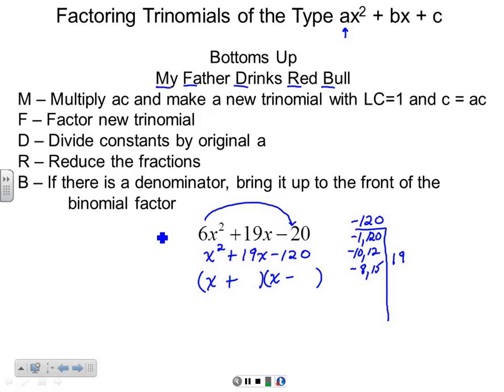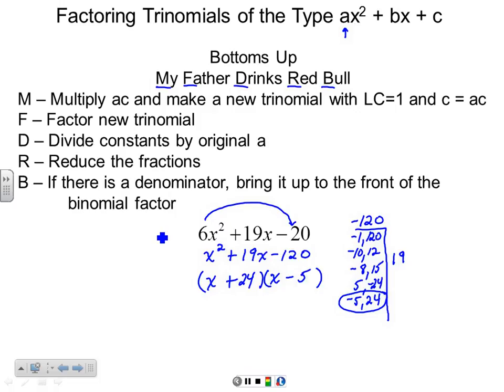So let's try 24 and 5. 120 divided by 5 is going to give you the 24. So we have 5 and negative 24, or we have a negative 5 and a positive 24. If you think about it, this negative 5 and positive 24 is going to give us that 19. So we'll have the 24 to go with the plus sign and the negative 5 here.